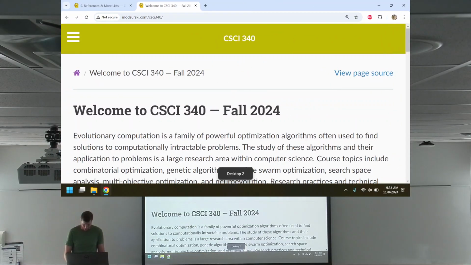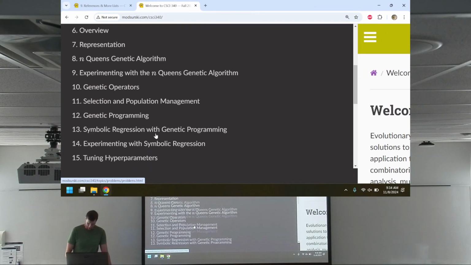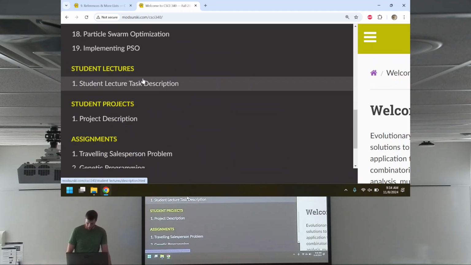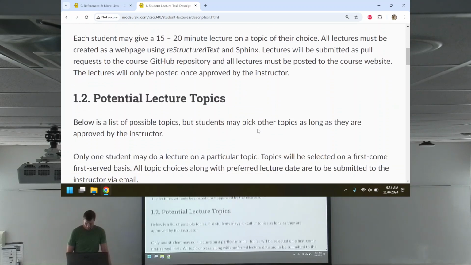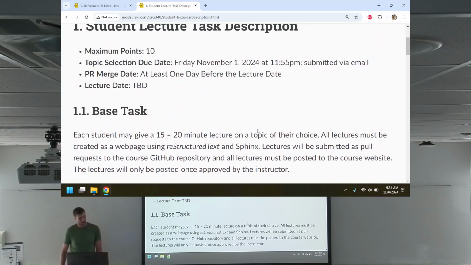So yeah, if you are doing a lecture, it's all described in here, but I want to make sure this is very clear. Your pull request, if you're doing a lecture, must be merged at least one day before your lecture. If you submit it the day before, I'm not merging it. There's no way I'm going to accept it. I will not accept anything on my website that is garbage.